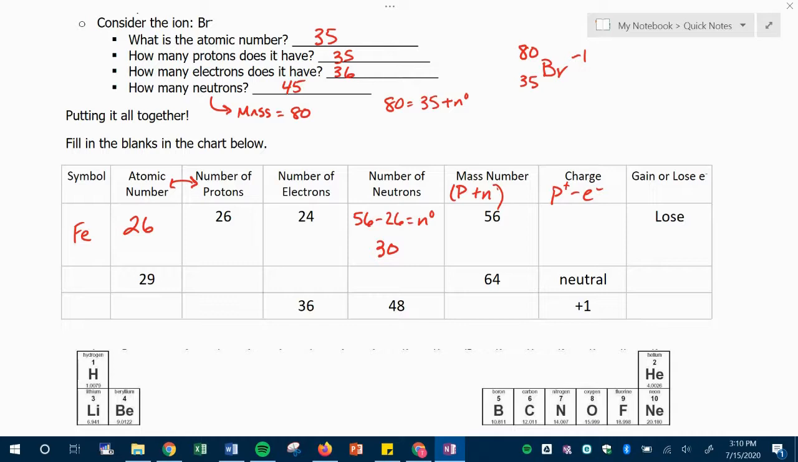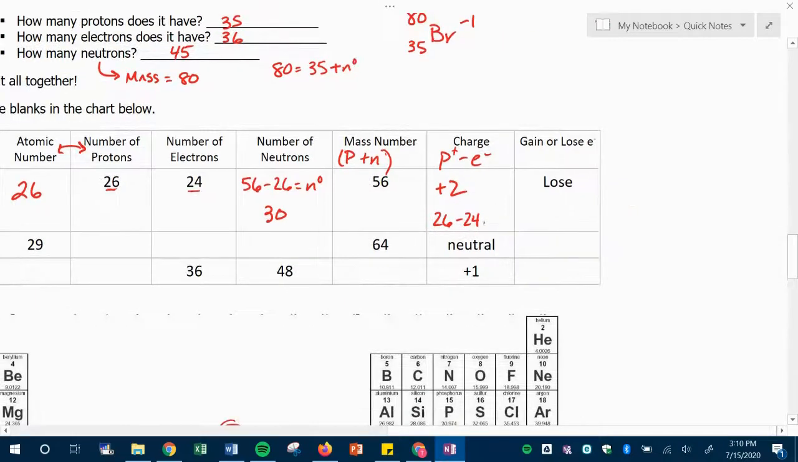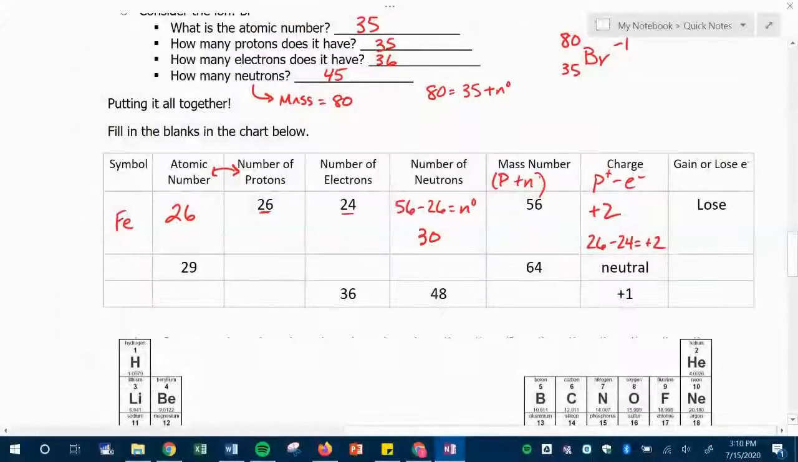And so let's look back. If we have 2 extra protons compared to our electrons, that means that it's going to be a +2 charge. Now you can also use that equation as protons minus electrons, which would give you also +2. Now remember, for charges, you can't just write 2. You do have to label it as plus or minus. So just something to keep in mind as you guys are labeling these charges.